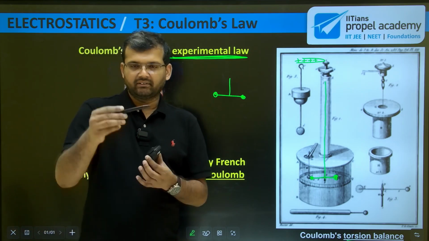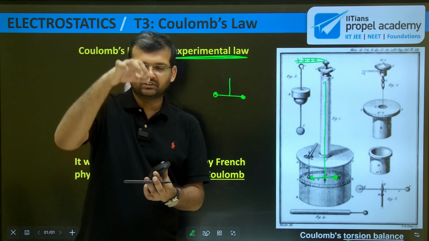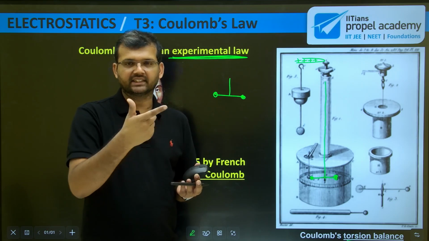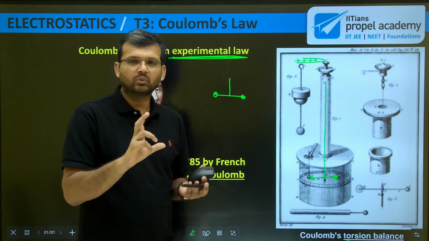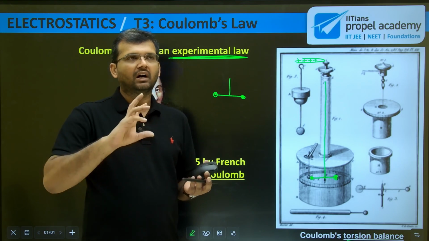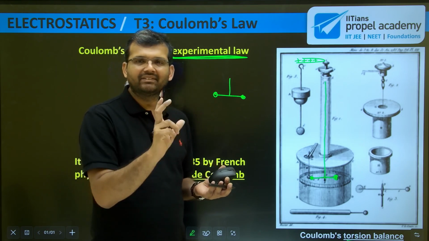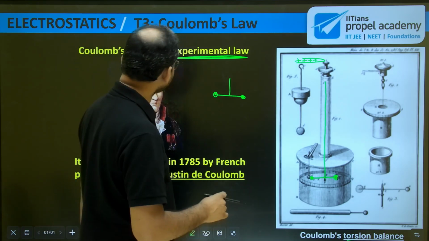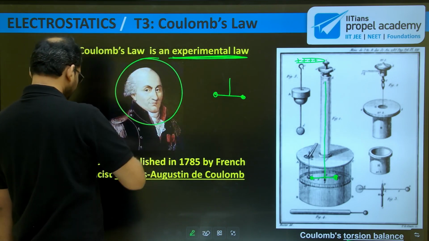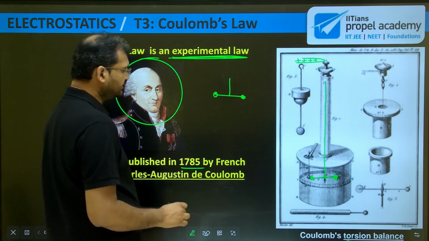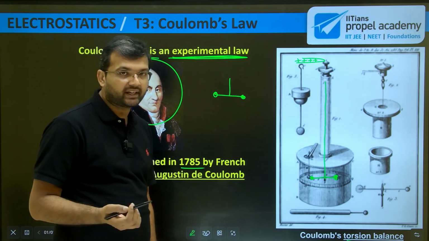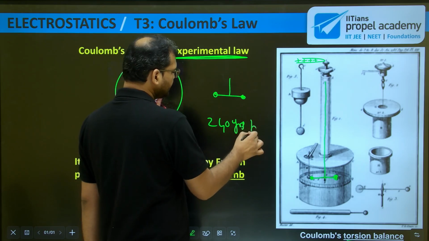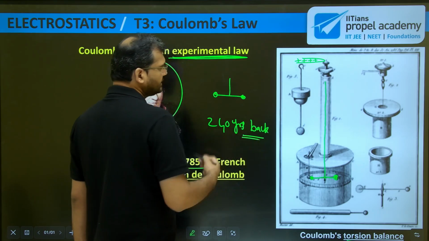It is like this, you have a pen, right? You just have a thread to the pen and just twist the pen, it will oscillate. So more twisting means more force you have applied, more oscillations or more angle it will make. Based on that logic, in 1785, almost 240 years back, he gave this law.